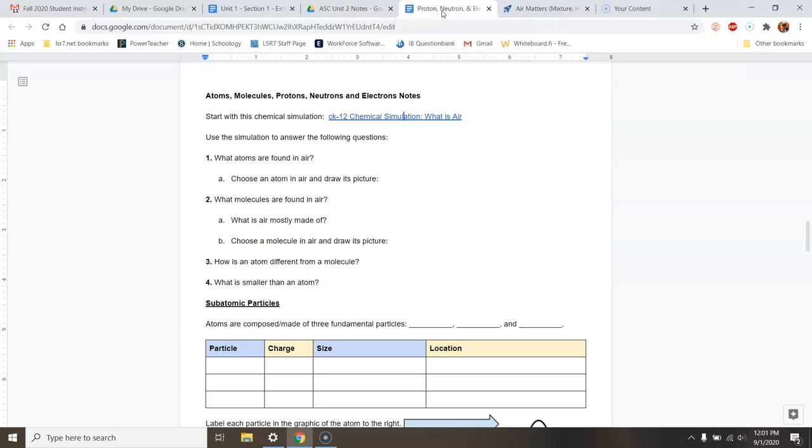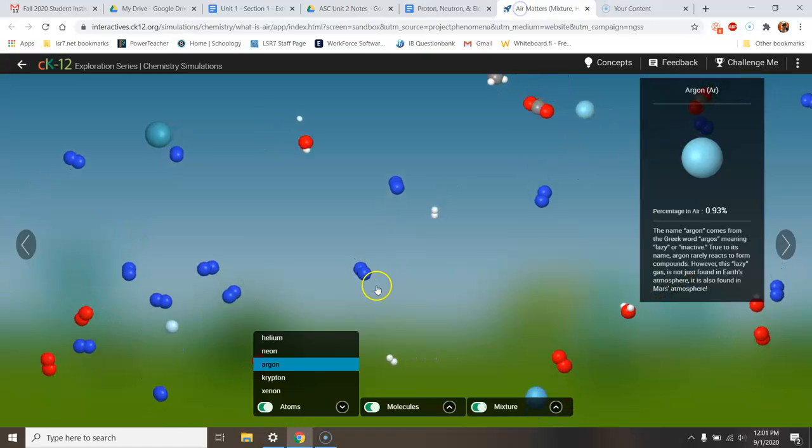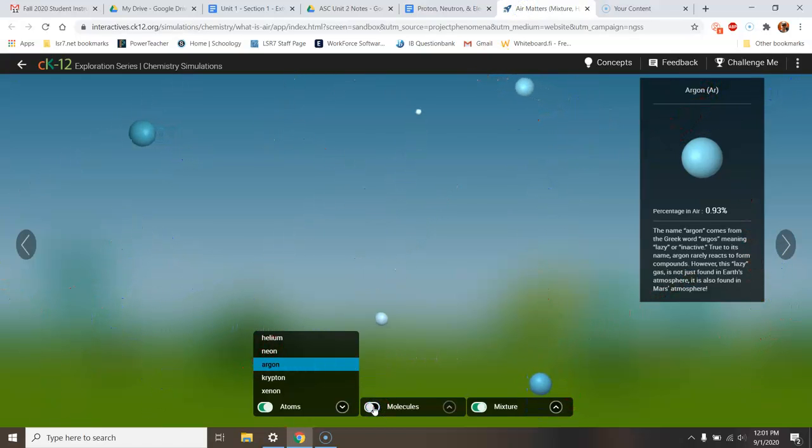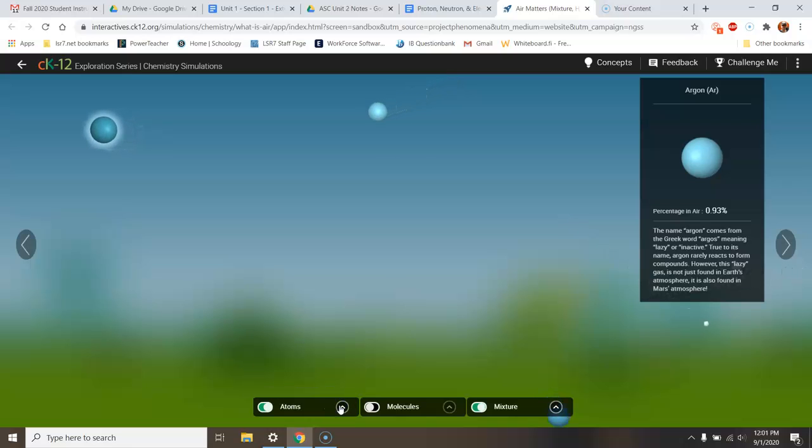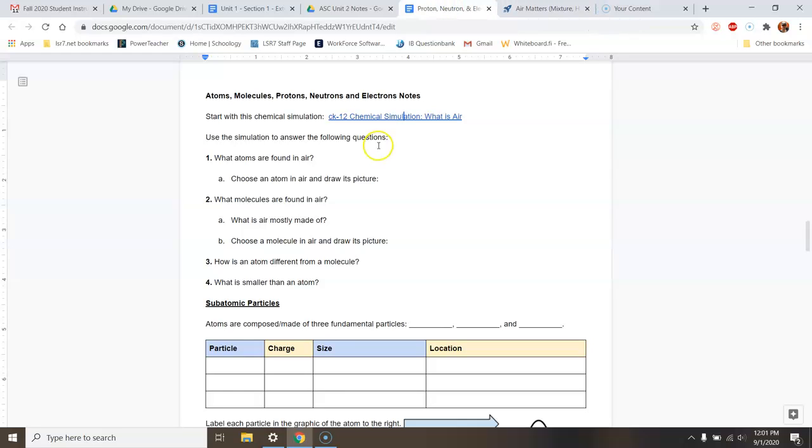Choose an atom and draw its picture. Well, whichever one you chose, if you get rid of molecules, you really should have just seen something pretty basic. Just a sphere, doesn't have multiple parts, just a sphere. Okay, and so that's the key, only one piece. All right, so we jump back over here. Obviously, you had a wonderful picture right there.